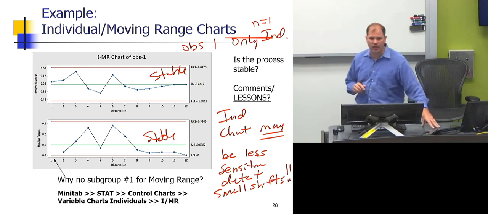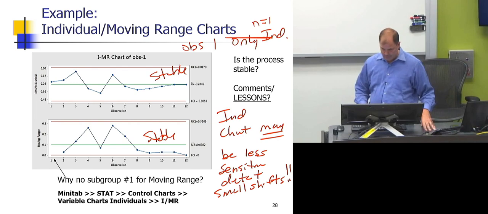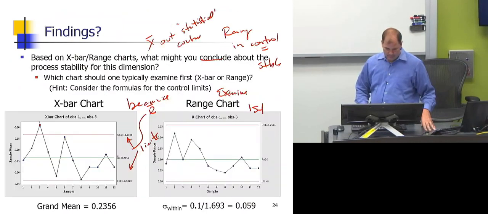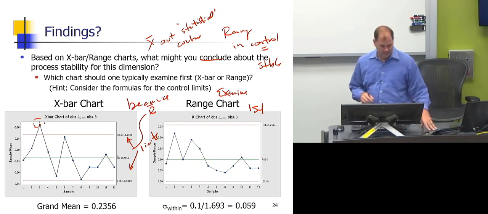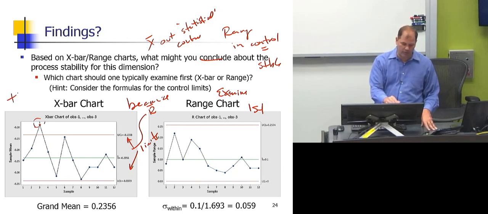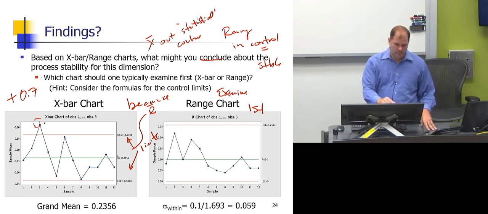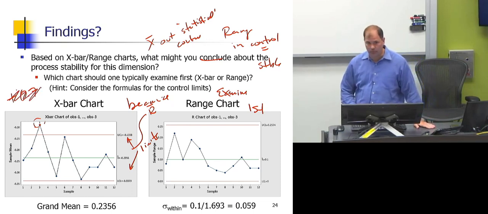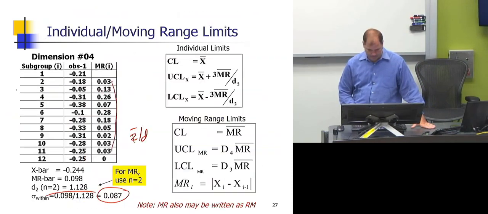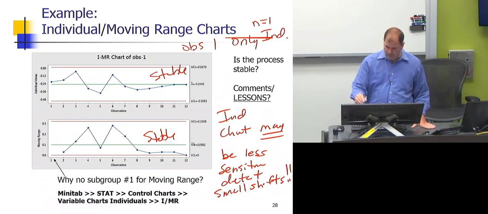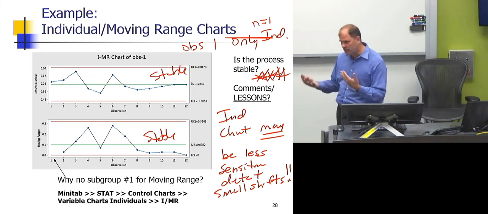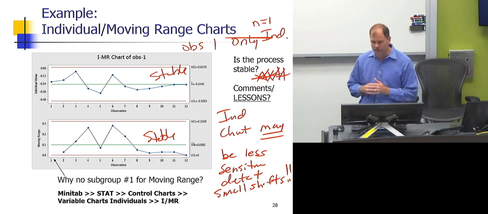Now, if I had a huge shift, I'd probably still pick it up. This does not seem to be large enough. If this jumped to a plus 0.7, I'd pick that up. I didn't pick it up in this approach. I will certainly ask you questions to reinforce this idea. Helps us understand the differences.